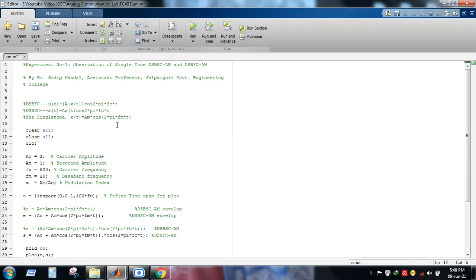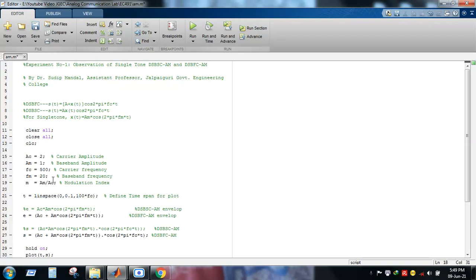So command like AC equal to, we are assuming the carrier amplitude is 2 volt and AM equal to 1 volt. First case, for the first scenario, we are considering the value of AC is 2 and value of AM is 1, and carrier frequency is 500 hertz and FM is 20 hertz. We are already aware that frequency of the carrier is very much higher than the modulating signal frequency. So you can easily see that we are maintaining that theoretical concept.